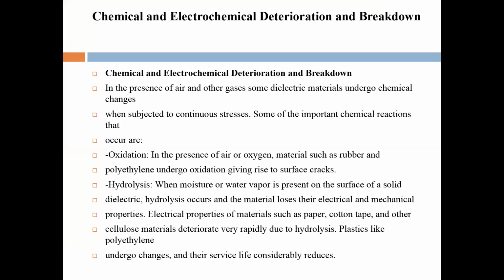Now, next one, chemical and electrochemical deterioration and breakdown. What happened? Due to certain air or certain gases, that material goes through certain chemical changes. It means chemical changes are going to occur. It is subject to continuous stresses being produced. Why are the continuous stresses produced?